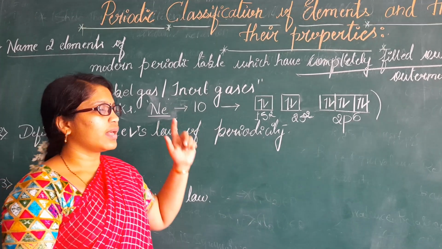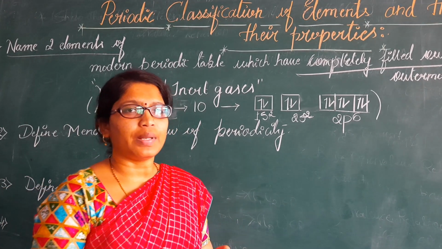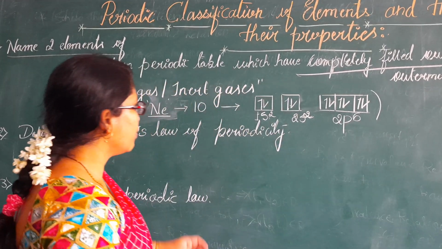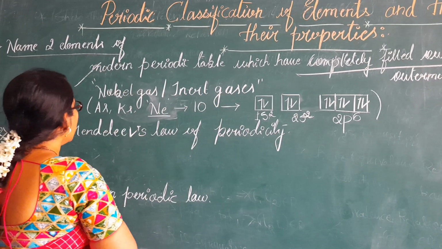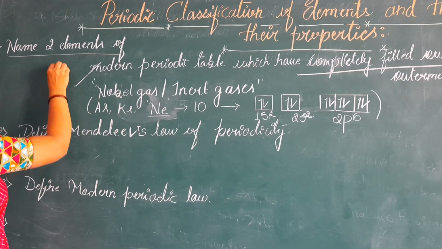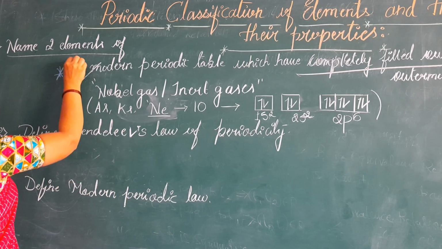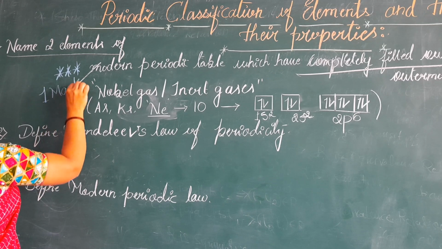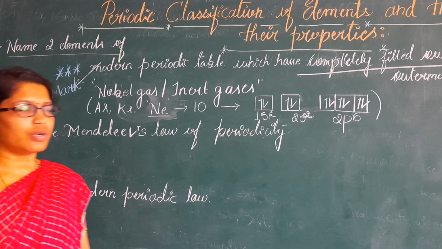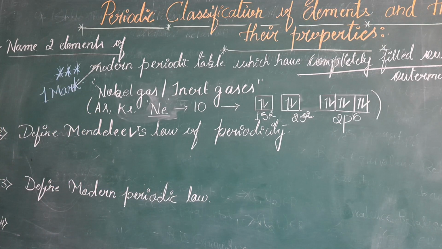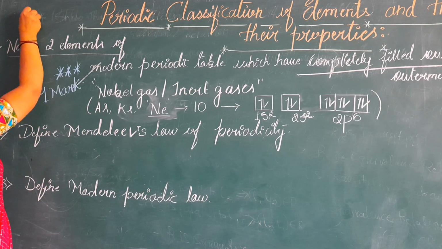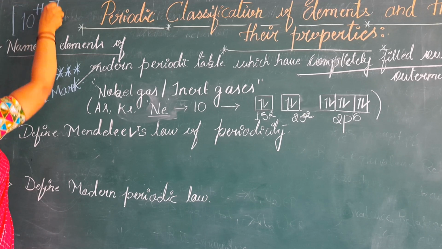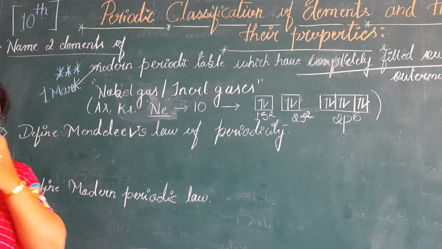So all the noble gases will be considered as having a completely filled outermost shell. Fine, I think this is understood by you all. This is important and has been asked in your model question paper for 1 mark. We are doing 10th standard revision with respect to previous question papers and model question papers.